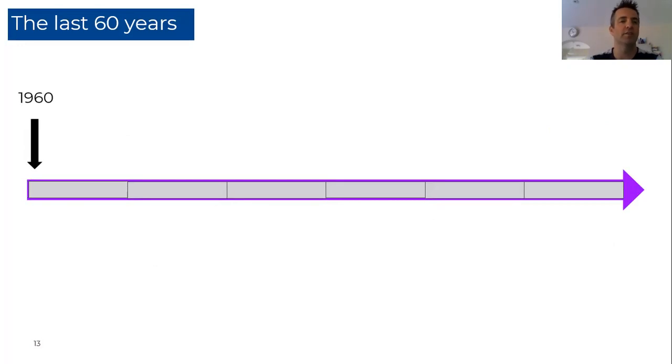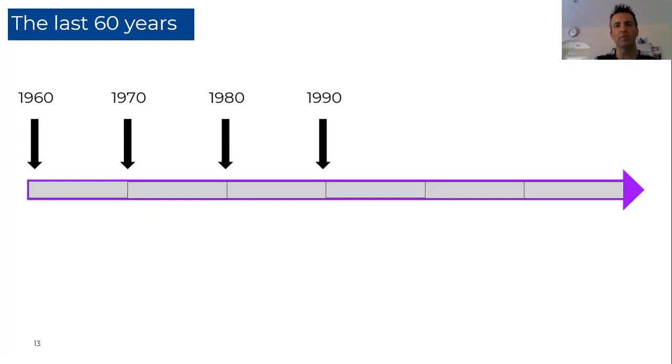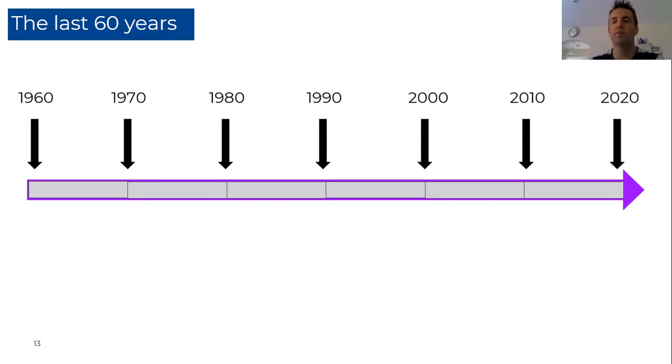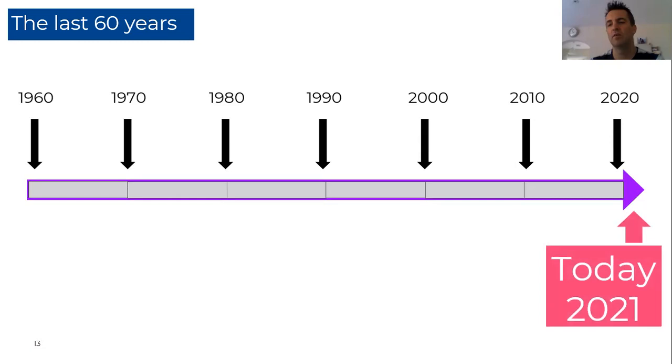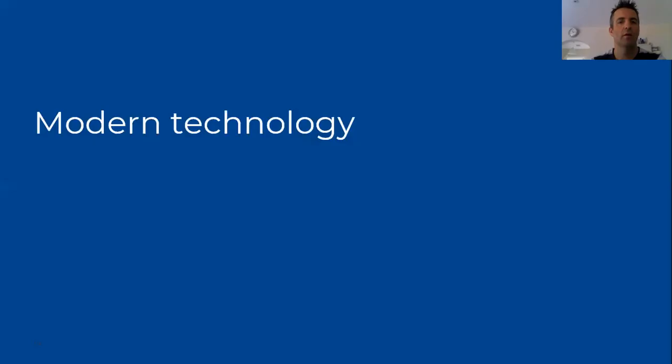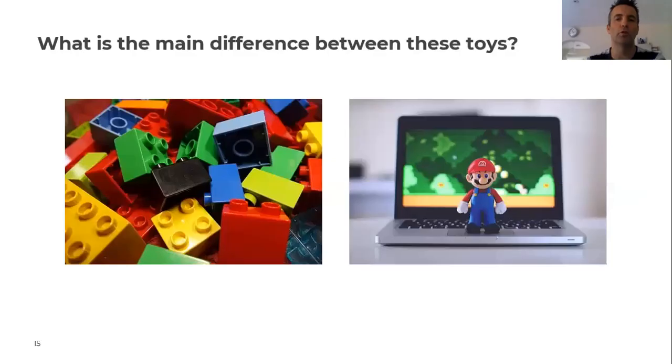So if we start at 1960, what would be the next 10? It would be 1970, 1980, 1990. What's next? It's the year 2000, 2010, 2020, and then the year that we are in now is 2021. Right, so we're going to be focusing now in today's lesson on modern technology.